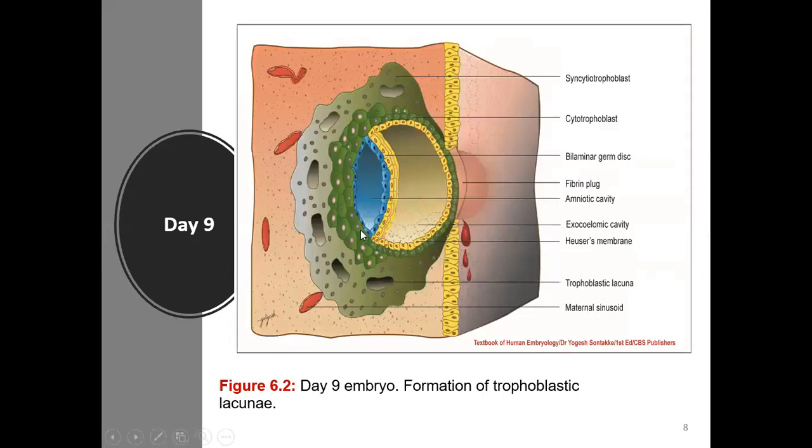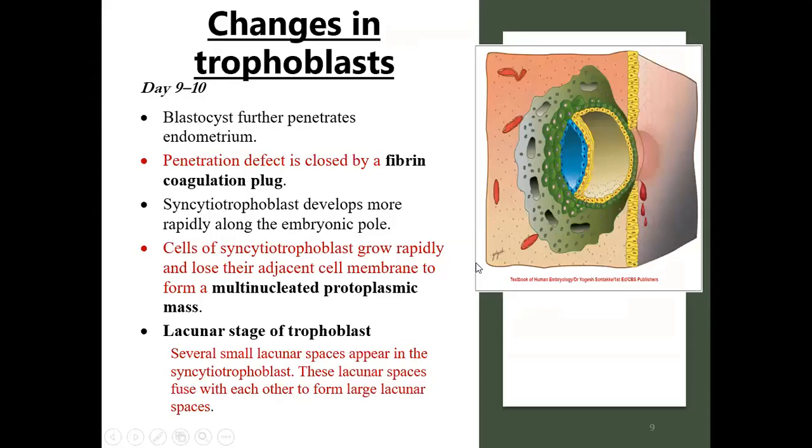So this is day 9. Now there is a formation of trophoblastic lacunae. This is the outer cell mass, which is the trophoblast. This is the cytotrophoblast. This is the syncytiotrophoblast, and you can see the lacunae that have appeared in the syncytiotrophoblast. The defect is closed by the fibrin plug, and that corresponds to the 28th day of the menstrual cycle, so it might be confused with normal menstrual bleeding.